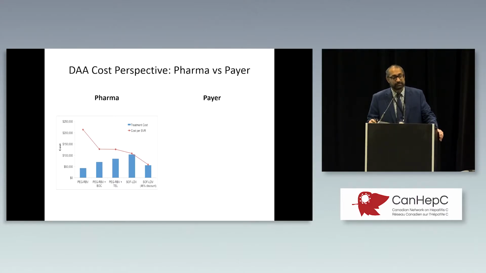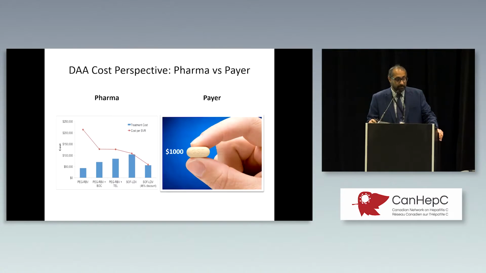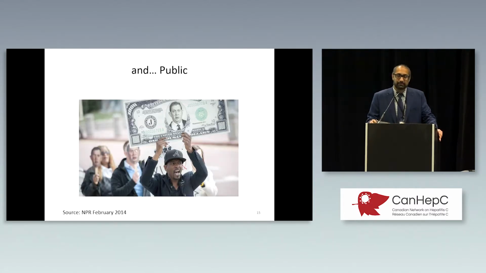Clearly the costs started rising, but if you look at the cost per SVR, that continued to decrease over time. But from the payer's perspective, many of you have seen this figure. It's $1,000 a pill. That clearly got the payers' attention. Is it affordable, or can we afford this drug at this price? And this is a public perspective, a very interesting figure from NPR showing a $1,000 bill, and the picture is John Martin, who was the CEO of Gilead Sciences at that time.